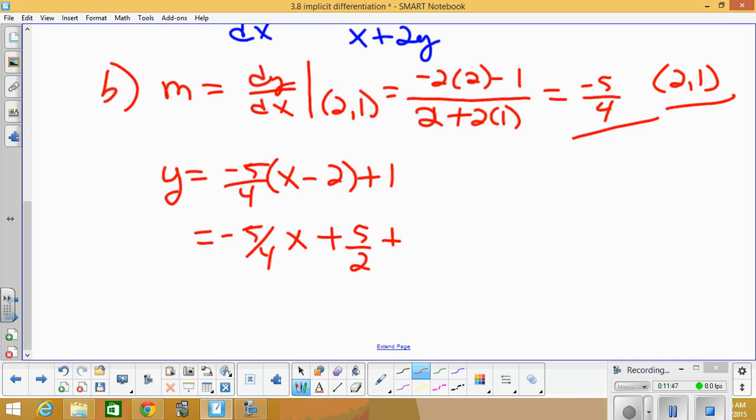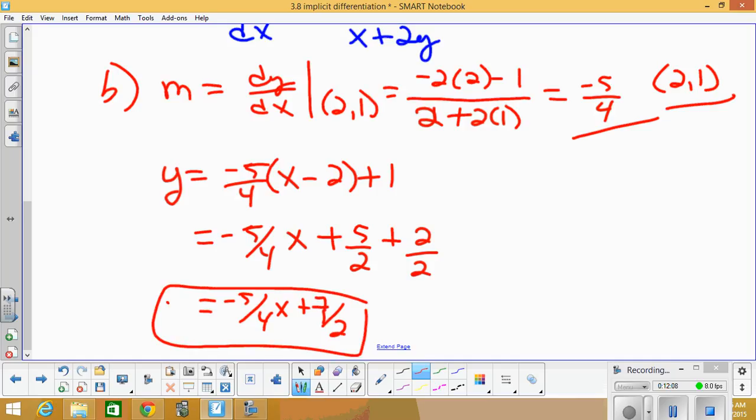I'm changing this value of 1 to 2 over 2 to make things simpler. And then I have my final answer here. Oh my goodness, my equations are messy with my board off today. And here's the equation of my tangent line. Solved for it implicitly. All right, moving on.